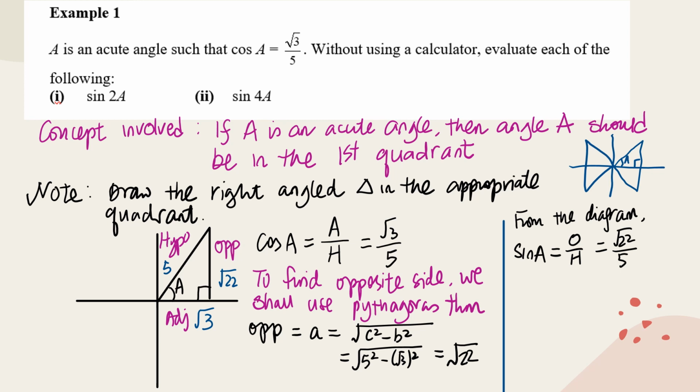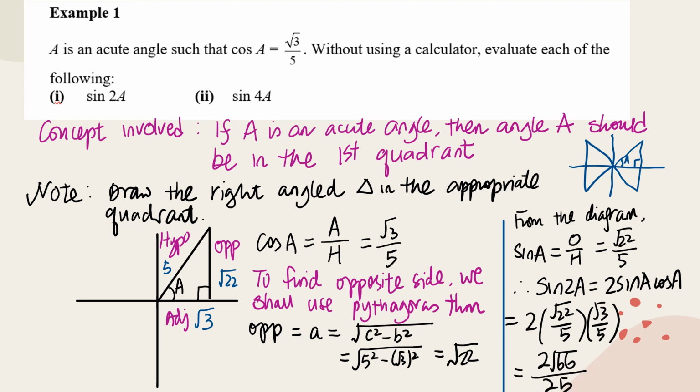Oh, sorry, before that, from the diagram, we can find the sine ratio, which is the length of the opposite side over the length of the hypotenuse. In this case, it is square root 22 over 5. Then you write down the double angle formula for sine 2A, which is 2 sine A cos A. Then you plug in the value for sine A, which is square root 22 over 5, and the value for cos A, which is square root 3 over 5.